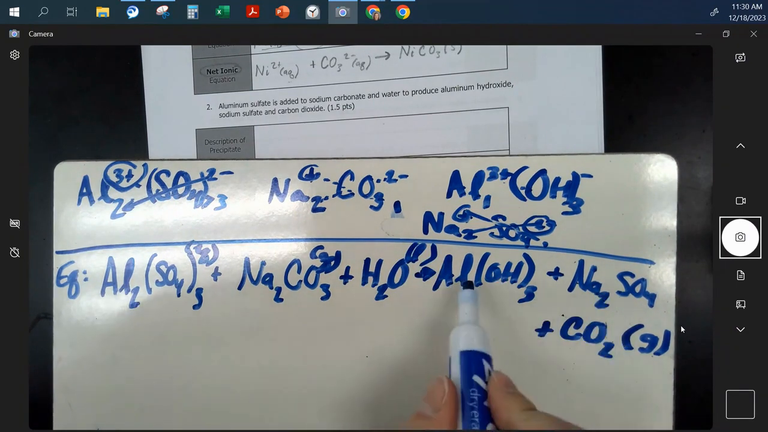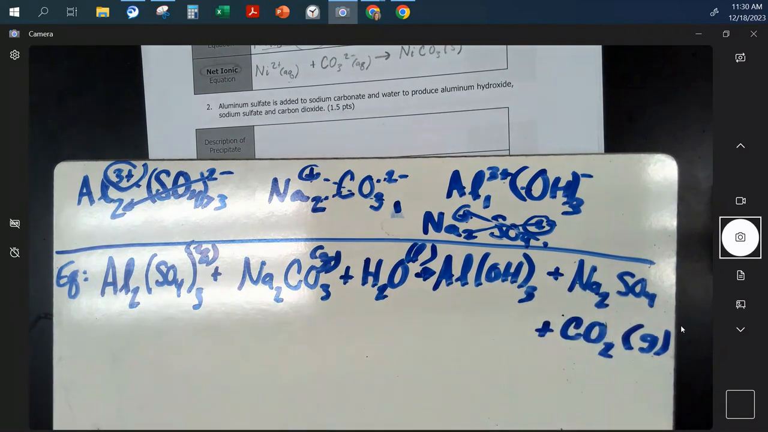And then we have to decide these 2 things. We have to decide if they are solid or aqueous. So we need to look at the chart. This one has aluminum, which is not on the chart that I gave you last time. So that's annoying. So let me find the chart.